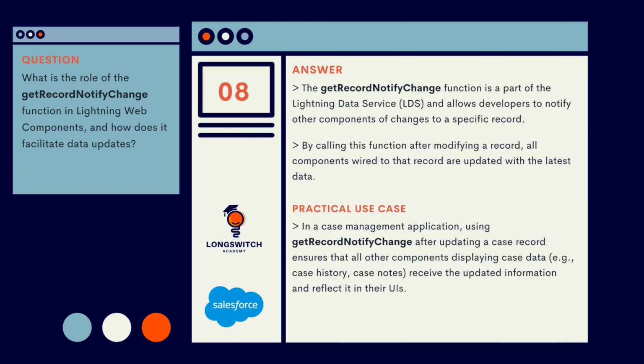The best explanation for this question would be, the getRecordNotifyChange function is a part of the Lightning Data Service, LDS, and allows developers to notify other components of changes to a specific record. By calling this function after modifying a record, all components wired to that record are updated with the latest data. The best practical use case for this would be a case management application. In a case management application, using getRecordNotifyChange after updating a case record ensures that all other components displaying case data, for example case history and case notes, receive the updated information and reflect it in their UIs.